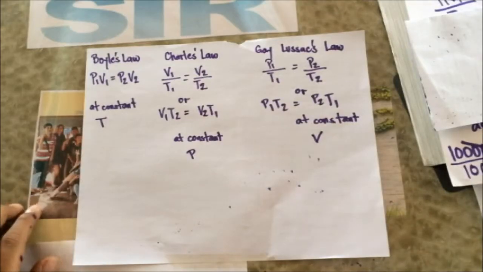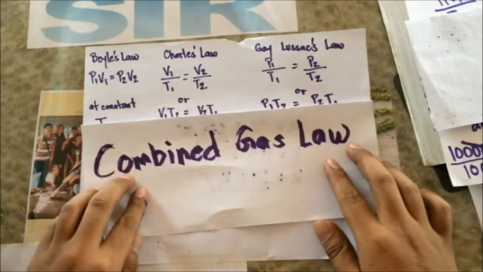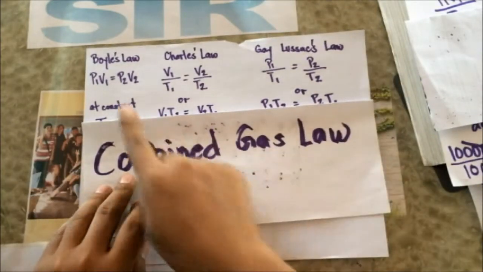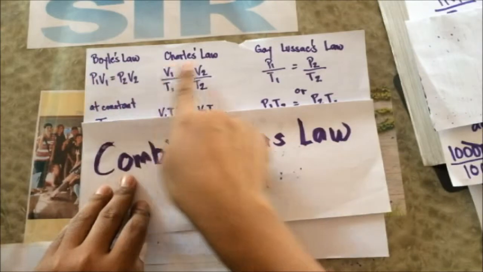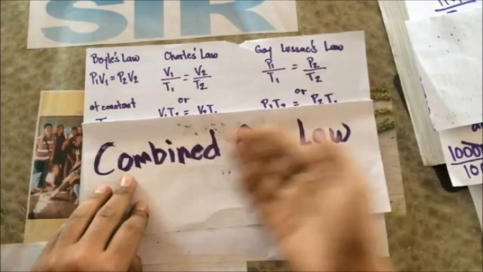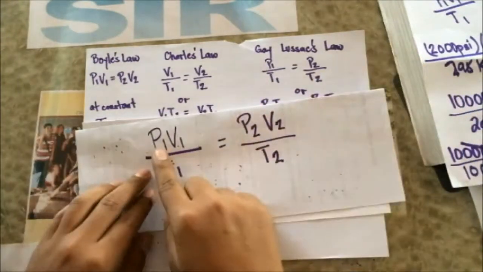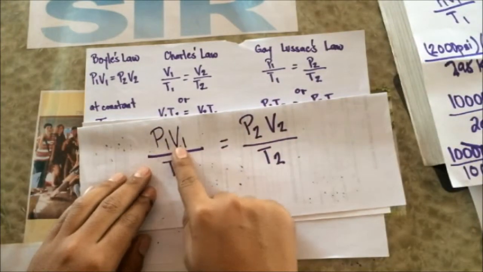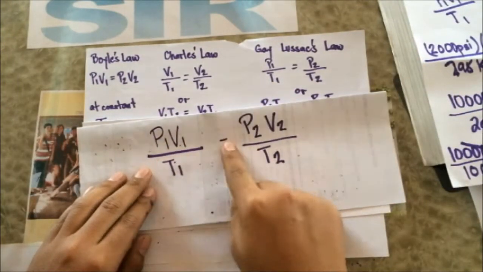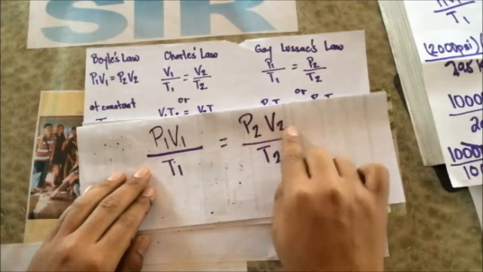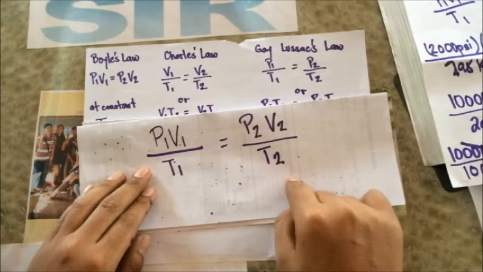What is combined gas law? Combined gas law is actually a combination of all the rules from Boyle's law, Charles' law, and Gay-Lussac's law. That is combined gas law. And this is how we express the equation: P1 multiplied by V1 over T1 is equivalent to P2 multiplied by V2 over T2, and that is combined gas law.